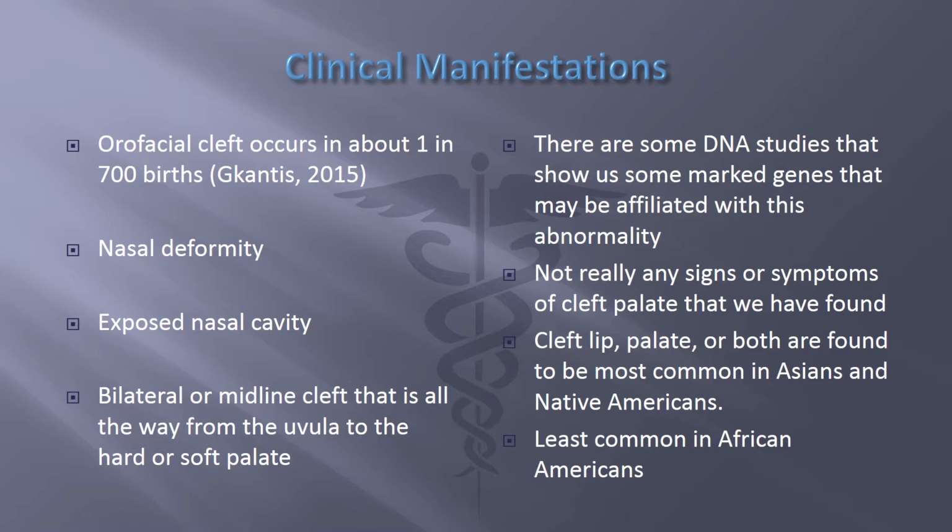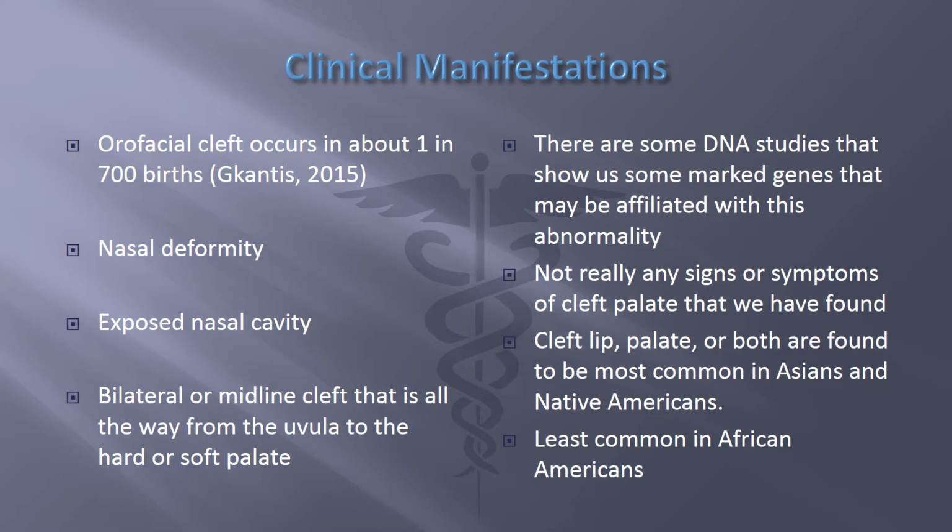So according to Gantis, orofacial cleft occurs in about 1 in 700 births. Since cleft palate happens in the early stages of life in the womb, there are not a whole lot of clinical manifestations present that would give us an idea that this could be the development of cleft palate. But some manifestations for cleft palate consist of nasal deformity, exposed nasal cavity, bilateral or midline cleft that is all the way from the uvula to the hard or soft palate.